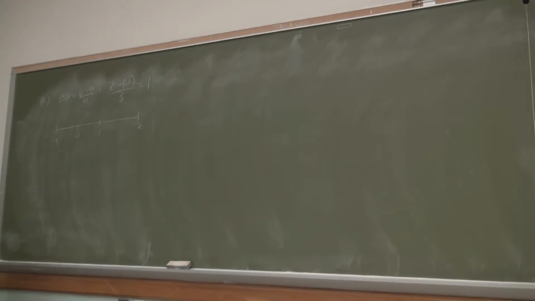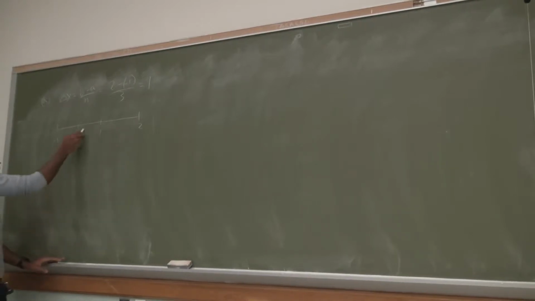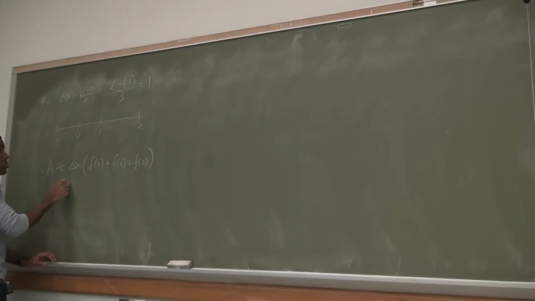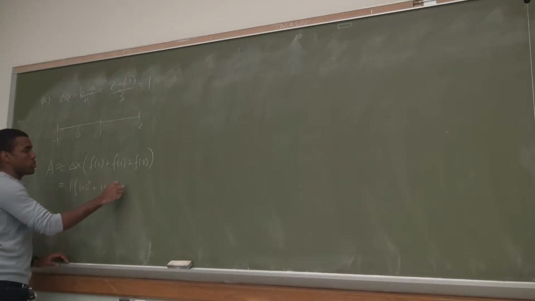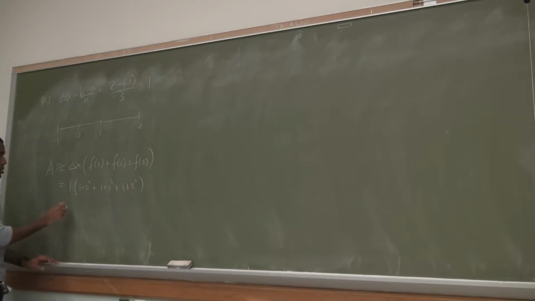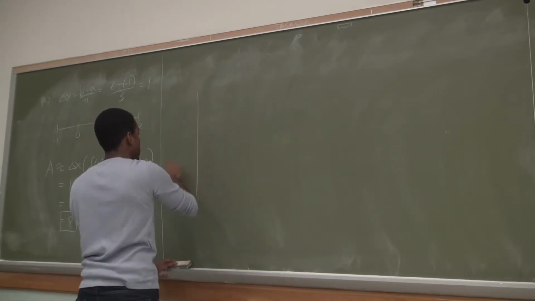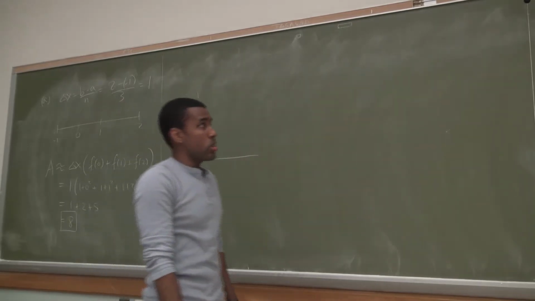So in part A, if I'm taking right-hand endpoints, I would pick these two. So the area is approximately equal to delta x times f of 0 plus f of 1 plus f of 2. 1 times f of x, which is 1 plus x squared. So this is 1 plus 0 squared plus 1 plus 1 squared plus 1 plus 2 squared. So that's just 1 plus 2 plus 5, 8. And for the sketch, what does 1 plus x squared look like?